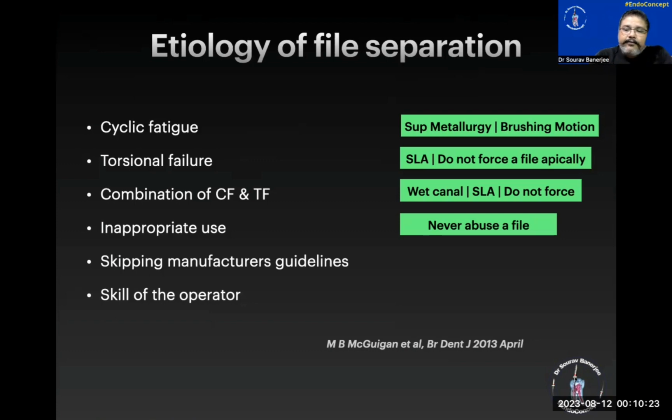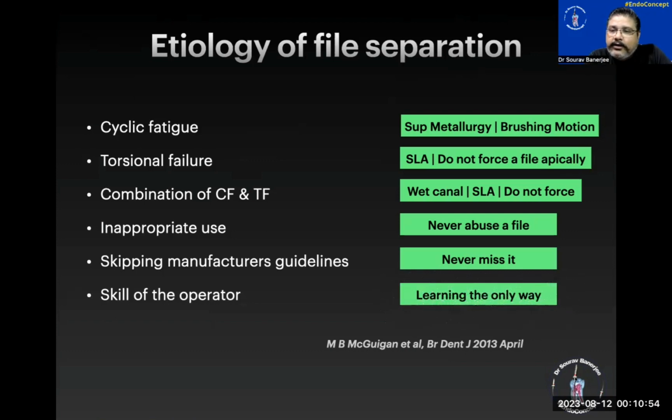Now, skipping manufacturer guidelines is a big miss that we usually make. It is not confusing to remember: if you're using a few systems, we don't have to remember the RPM and torque for each. It is usually mentioned on the boxes and the packages used to pack those files. We have to just follow those instructions by the manufacturer. That is one important thing that should never be missed.